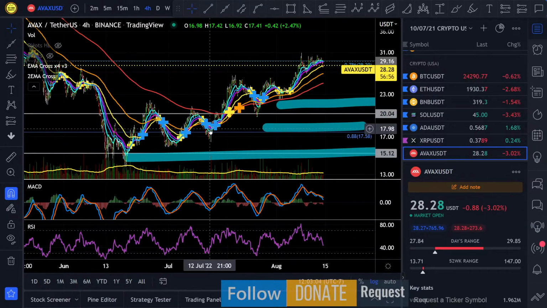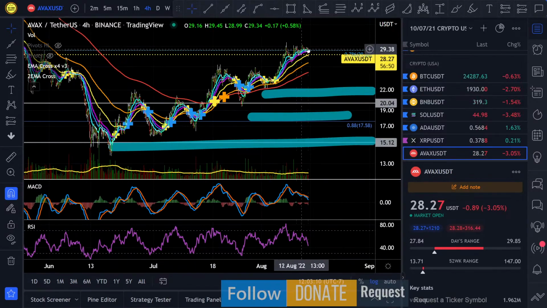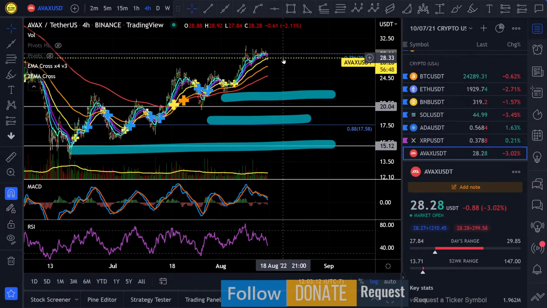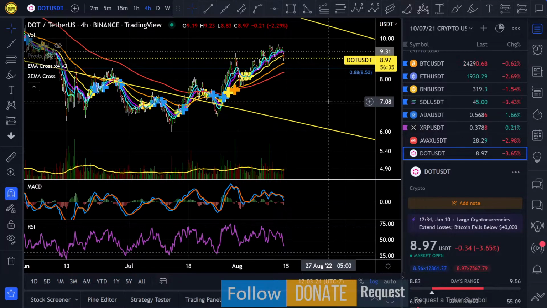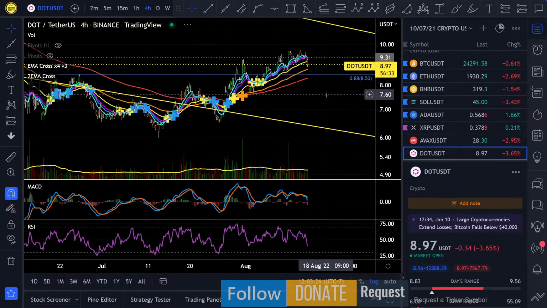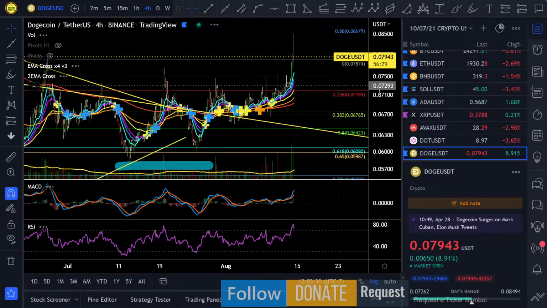AVAX still in its uptrend, but finding a resistance point at about $30. Not quite oversold either. DOT is still in the 4-hour uptrend. Not quite oversold either at this point in time.